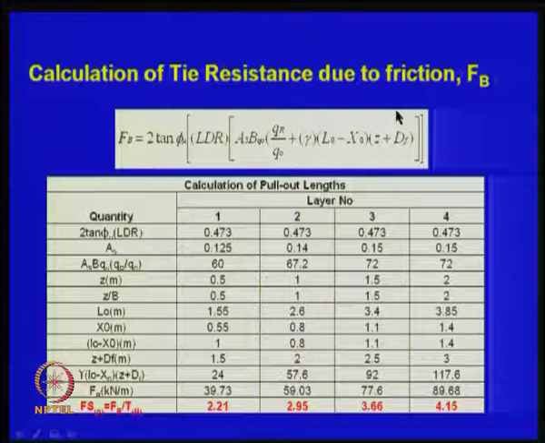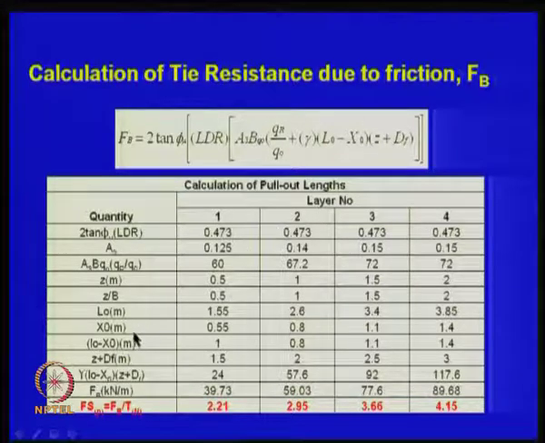Now, you go to the second term, FB, which is nothing but the calculation of tie resistance due to friction, the pull out resistance. Here also I will put the same quantities in a simple way, because there are 1, 2, 3, 4 layers, so it is easy to calculate like this. You have this factor A3 in this, 2 tan phi mu into LDR; they are all known, A3 is known, and I am just simply calculating all those quantities here.